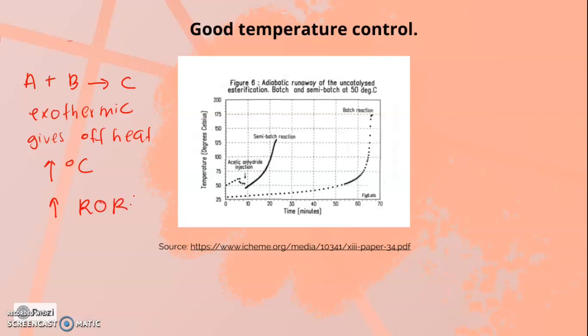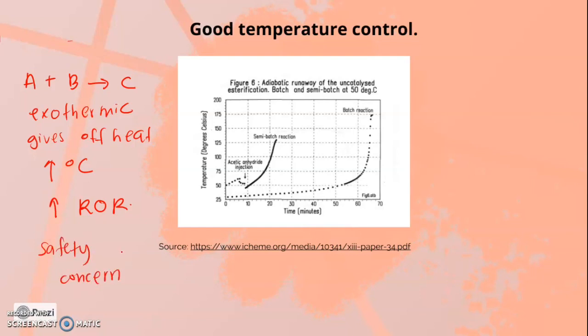So as we know, if you increase the rate of reaction, the exothermic reaction will give off more heat, and not only does it give off more heat, it gives off more heat at a faster rate, and the temperature will rise faster, and then the rate of reaction will proceed faster, and the cycle continues until it's so fast you can't control the temperature, and that will be a safety concern.